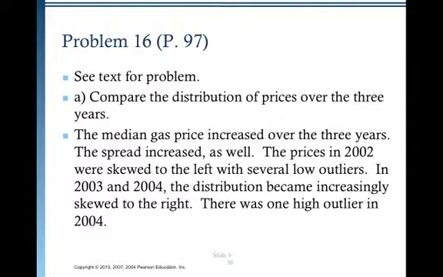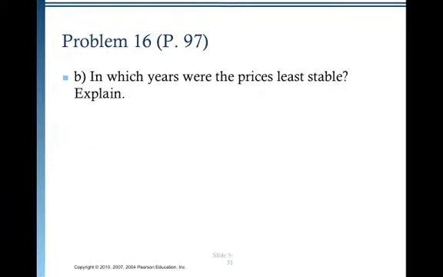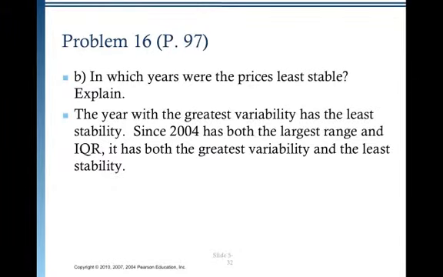So we discussed shape, we discussed outliers, we discussed center, we discussed spread, and we made direct comparisons in our statement. So we're good. In which years were the prices least stable? The year with the greatest variability has the least stability. Since 2004 has the largest range and IQR, it has both the greatest variability and the least stability.